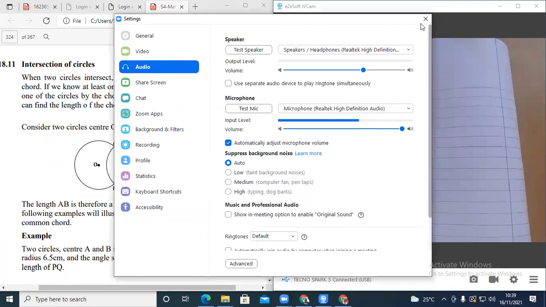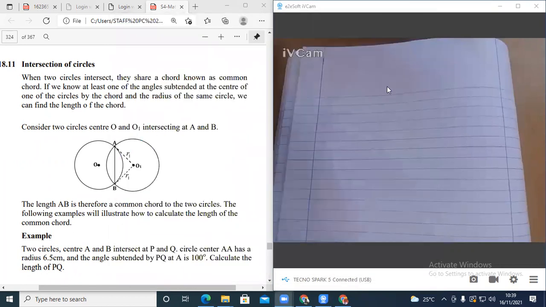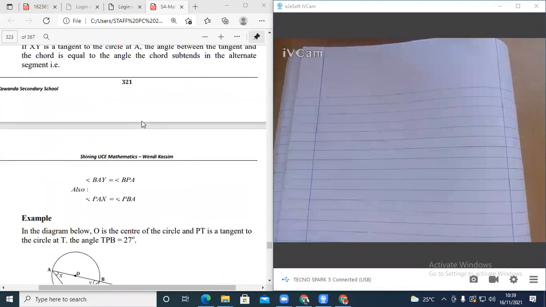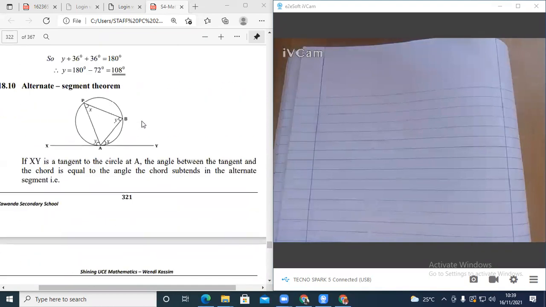Okay, I welcome you once again, members, for this last chapter of our circle properties, or angle properties of circles. In this chapter, we are going to look at the intersection of circles. But previously, we should know what we looked at. So if I go back and see the different angle properties of circles.